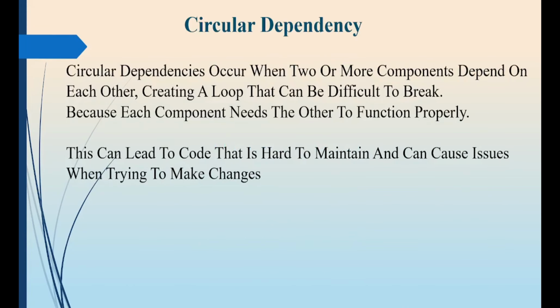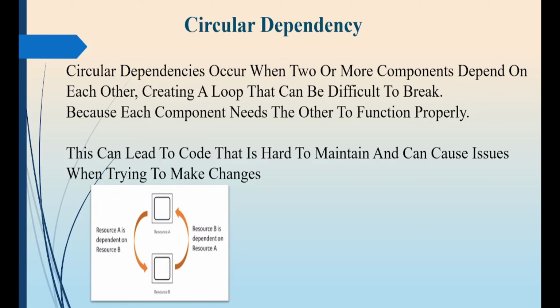So here is the definition of circular dependency. Circular dependency occurs when two or more components depend on each other. It creates a loop that can be difficult to break, because each component needs the other to function properly, and this leads to code that is hard to maintain and can cause issues when trying to make changes.